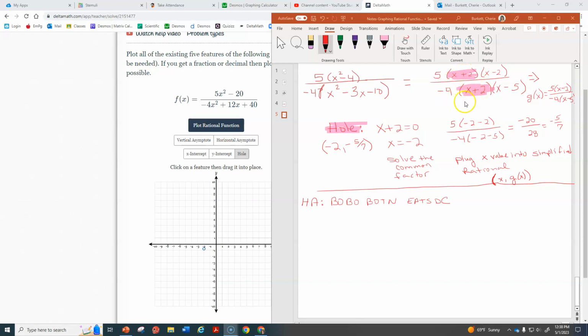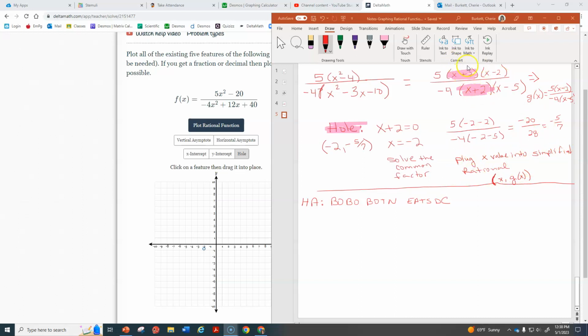Okay, so the first thing I'm going to deal with is the hole. You find the x value of the hole by solving the common factor. The common factor is x plus 2. You set it equal to 0 and solve. Subtract 2 from both sides. So I know the x value of my hole is going to be negative 2, and then I plug that negative 2, I said right here, plug the x value into the simplified rational.